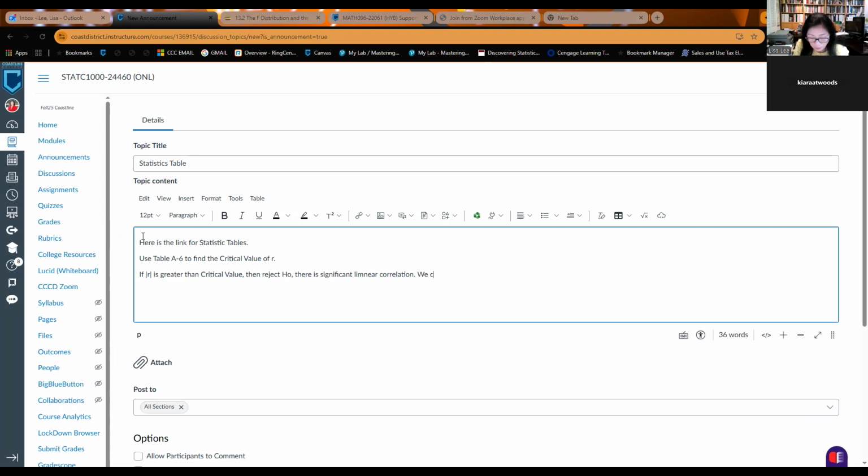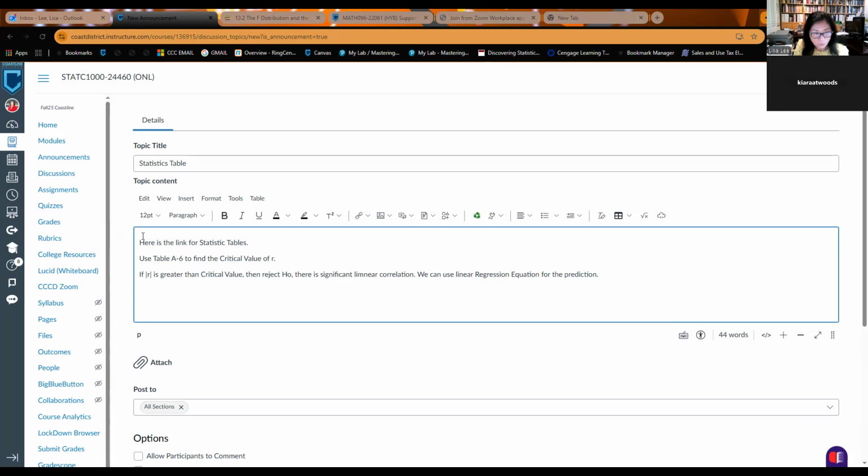We can use the linear regression equation for the prediction. Some people ask you to predict something. If you find that this R is significant, then we can use that equation, just plug in the X and find out the Y.